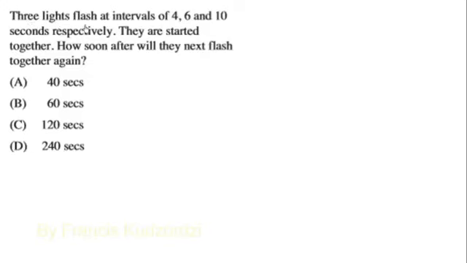3 lights flash at intervals of 4, 6, and 10 seconds respectively. They are started together. How soon after will they next flash together? So soon after means the least time that they will flash together. The one flashing in intervals of 4 will go 4, then 8, then 12, in that order.